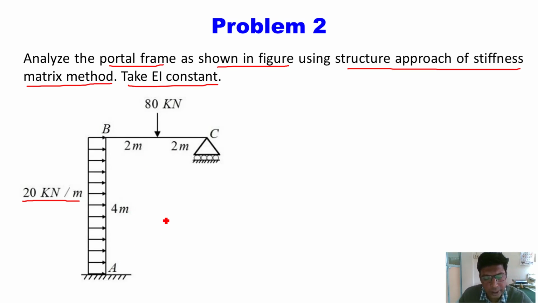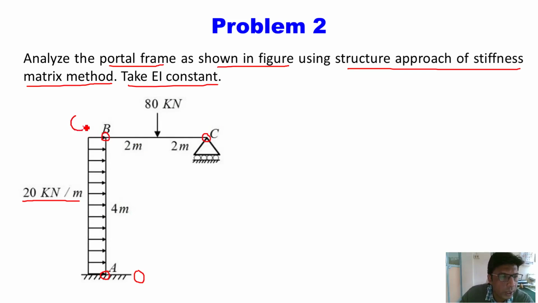We know that in the analysis of frame using stiffness matrix method, very first step is to determine degree of kinematic indeterminacy. So the frame is having fixed support at A. So kinematic unknowns are 0 at fixed support. There is no translation, no rotation at fixed support. Support C is having a roller support, and we know that support B, the joints where beams and columns are connected, those are called as semi-rigid joints, and these joints are subjected to rotations.